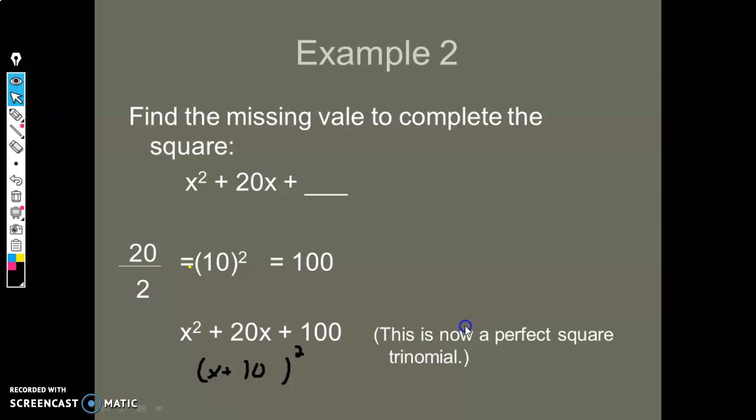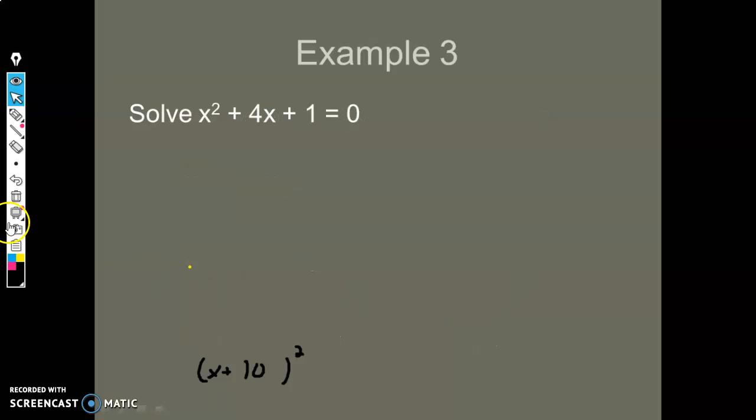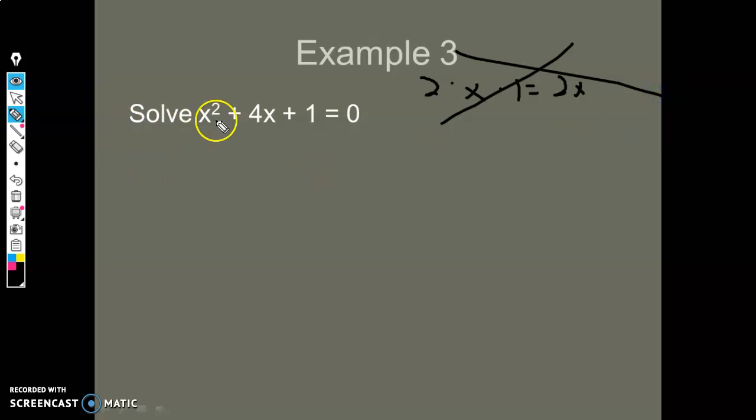Now let's actually do it with an equation. Example 3. Here we go. We're doing it with an equation. First, if there's a constant term already there, you might think this is already a perfect square trinomial. But the middle term is not 2 times the square root of x squared, which is x, times the square root of 1. So really, the middle term would have to be 2x here, but it's 4x. So this is not a perfect square trinomial, so you have to complete the square.